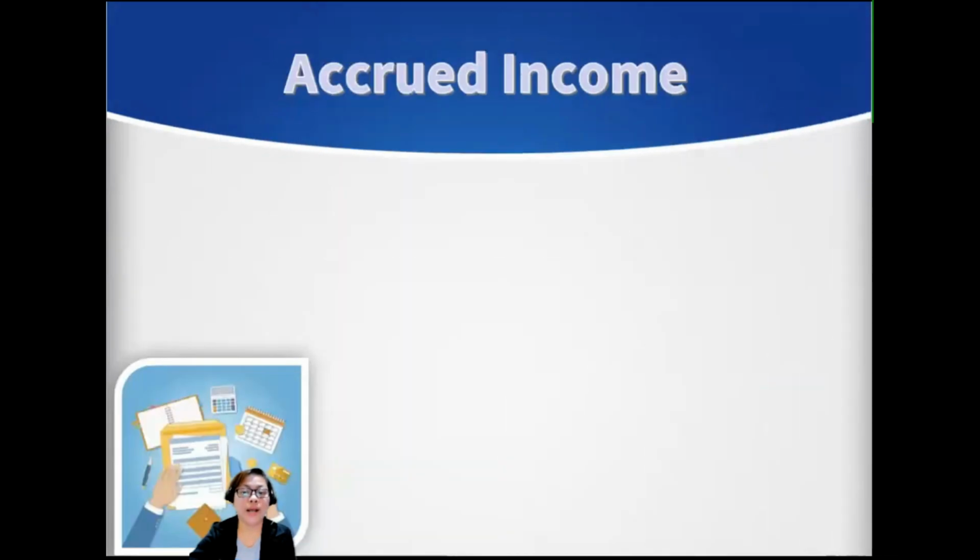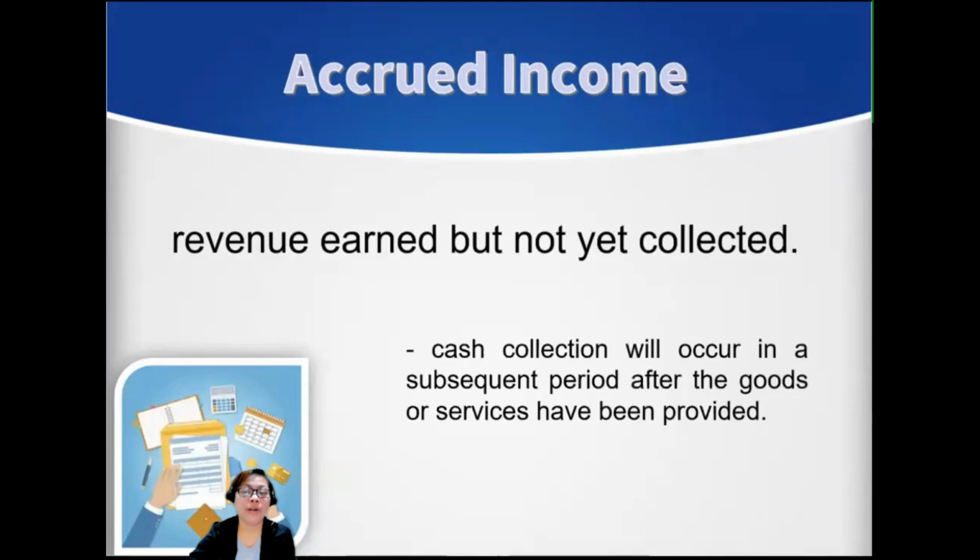Then accrued income. Accrued income or revenue earned but not yet collected. Okay, so revenue earned but not yet collected. Accrued revenue is revenue that has been earned by providing a good or service, but for which no cash has been received. So accrued revenues are recorded as receivables on the balance sheet to reflect the amount of money that customers owe the business for the goods or services they purchase.